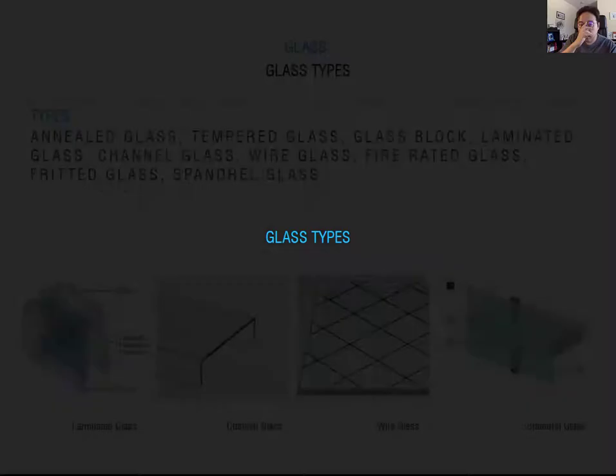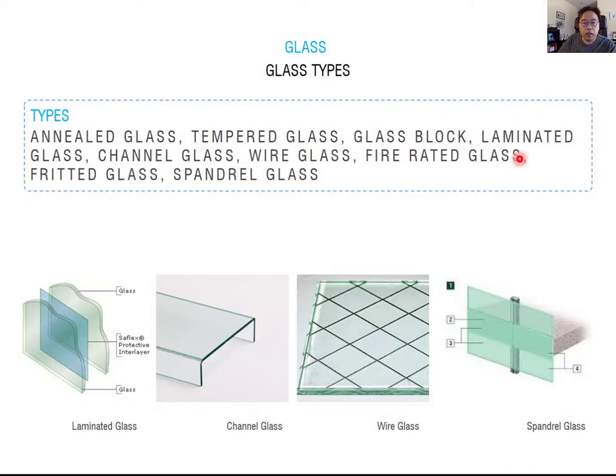So I just discussed these different glazing types. Annealed glass is the most typical floating glass type, which is cooled slowly to reduce the inbuilt stress. It is basically the glass type you mostly find.